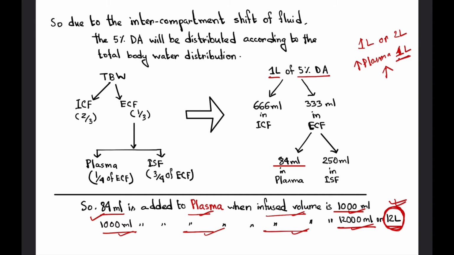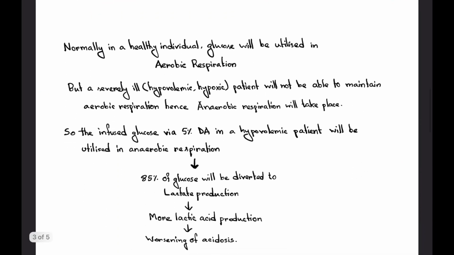So this actually proves that the 5% DA, being hypotonic, is harmful for our body in the treatment of hypovolemic shock. There is not that much of an increase in the plasma volume after infusion of 5% DA, due to its being hypotonic, due to the glucose being osmotically active and drawing all the fluids from the ECF into the ICF. So there is one disadvantage, and there is one reason that we will not administer the 5% DA to a hypovolemic shock patient. And there is another reason.